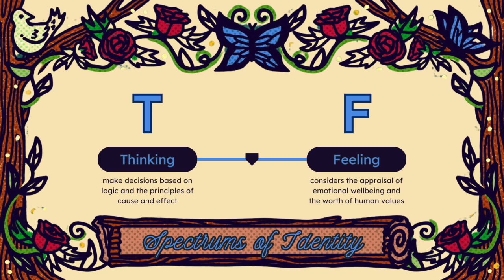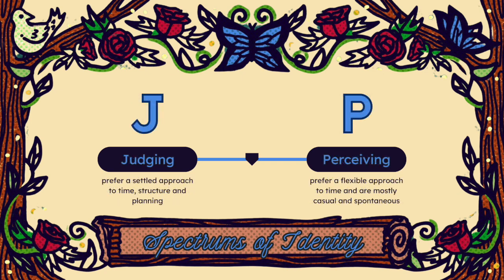Thinkers make decisions based on logic and the principles of cause and effect, using empirical validity to evaluate decisions, while feelers consider the appraisal of emotional well being and the worth of using human values to evaluate decisions. Judgers prefer a settled approach to time, structure, and planning, whereas perceivers prefer a flexible approach to time and are mostly casual, spontaneous, and adaptable.